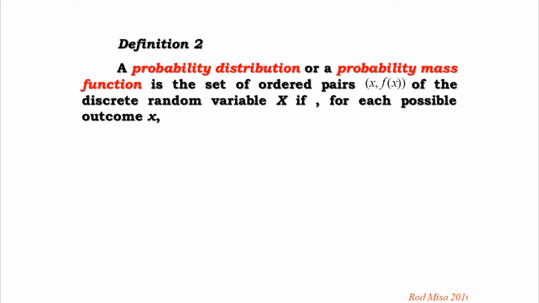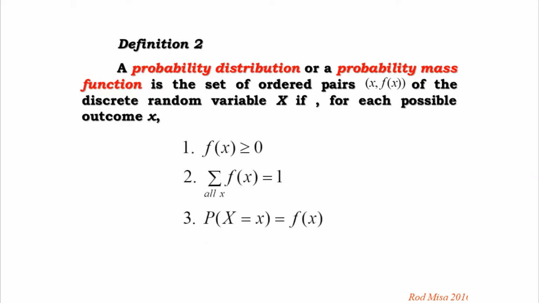So, a probability distribution or a probability mass function is the set of ordered pairs (x, f(x)) of the discrete random variable X if for each possible outcome x, the following are satisfied. Number 1, f(x) is equal to or greater than 0. In other words, f(x) can never be negative. Number 2, the summation of all f(x) for all x must be equal to 1. Number 3, the probability that the random variable X has a specific value of small x is equal to f(x).